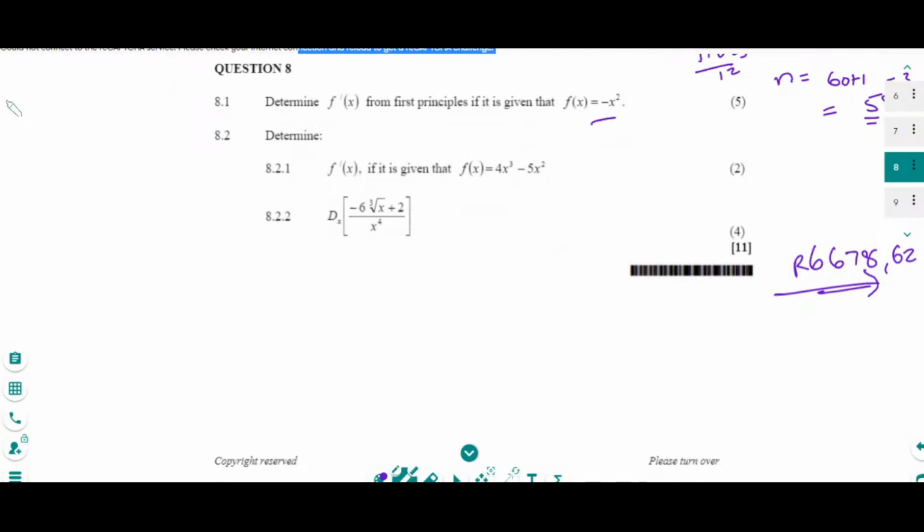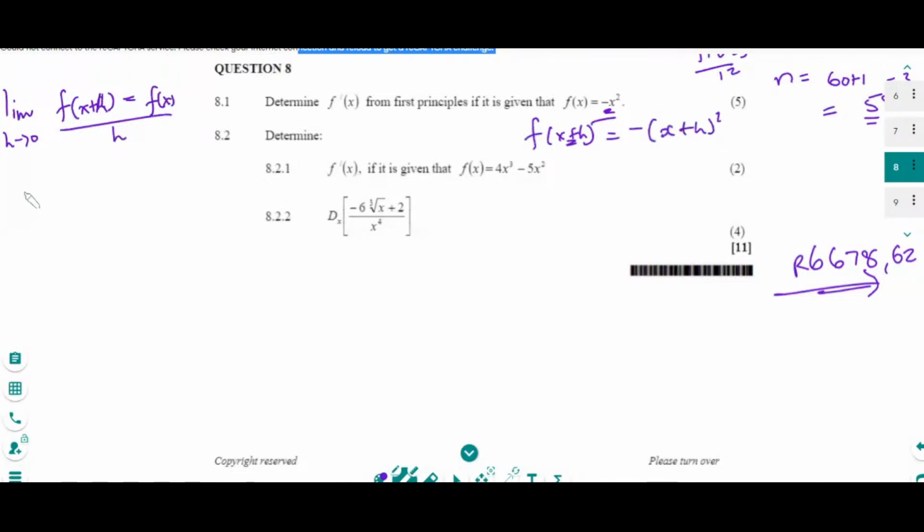Which formula tells us that the limit as h tends to 0 of f of x plus h minus f of x, divided by h. Okay, so this is our f of x. What's going to be our f of x plus h? Where there is x, replace with x plus h. So it's negative x plus h squared.